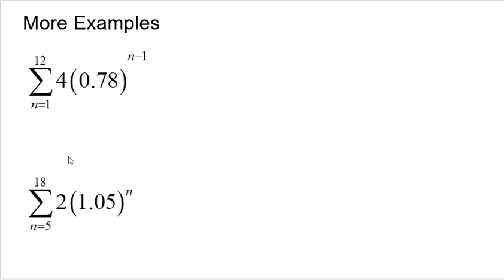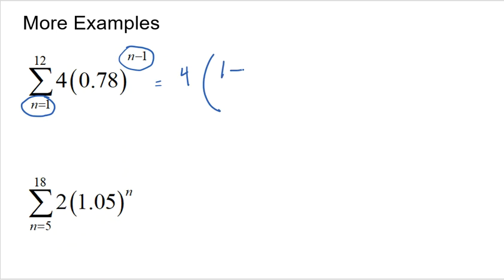Now, I chose these examples because they involve some weird numbers, but again, weird numbers don't matter. All right, here we go. Is this geometric? You better believe it, because the exponent contains my variable. That's exponential, which makes it geometric. All right, so again, I'm going to start off with the first term I care about, and according to this problem, the first term I care about is plugging in 1. 1 minus 1 is 0. 0.78 to the 0 is 1. 1 times 4 is 4.